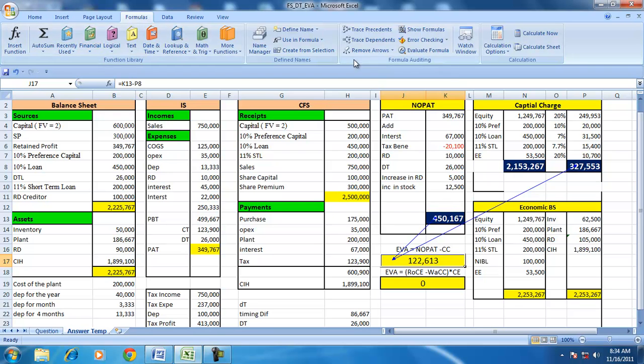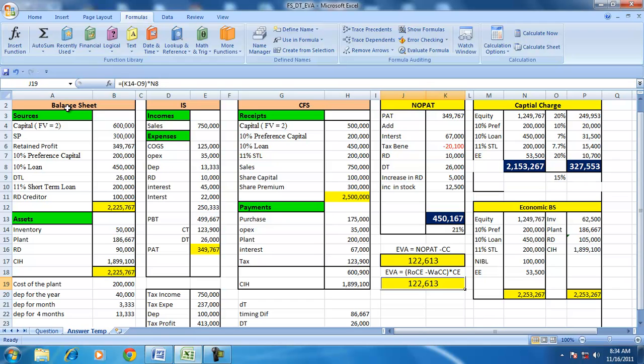So the NOPAT minus capital charge will give you the economic value added. The weighted average cost of capital is 15%. The return they're getting from that source is 450 divided by this, 21%. So therefore the EVA can be calculated either by deducting NOPAT minus capital charge, or EVA can be calculated by deducting the return on capital employed minus the WACC into capital employed.